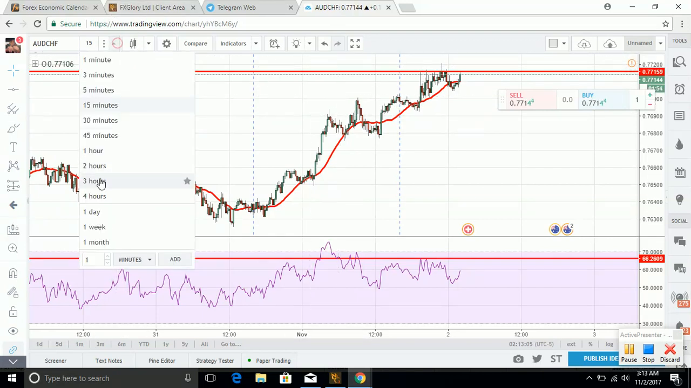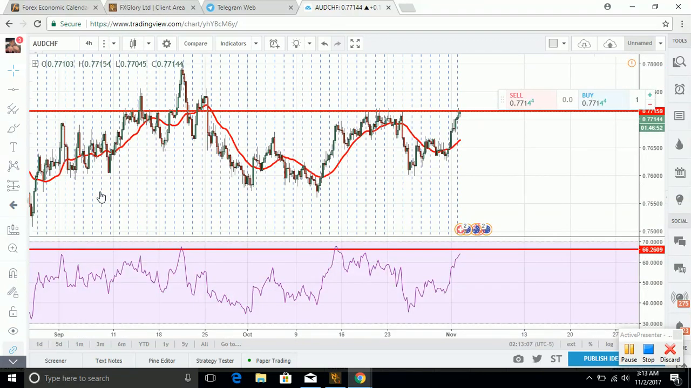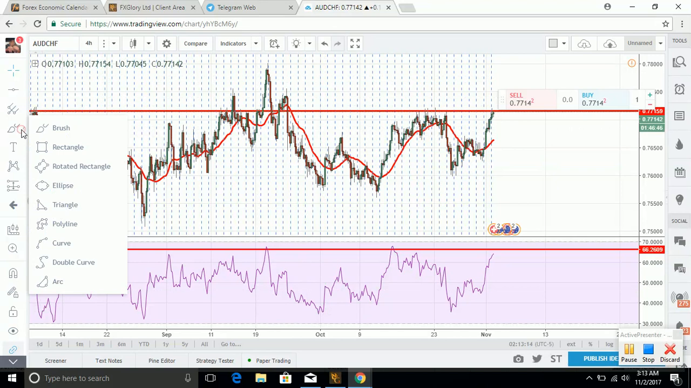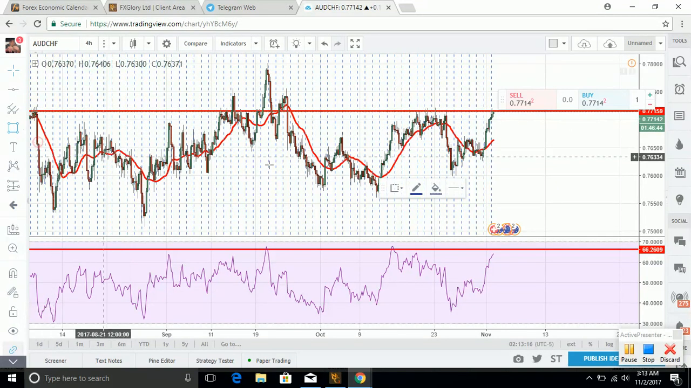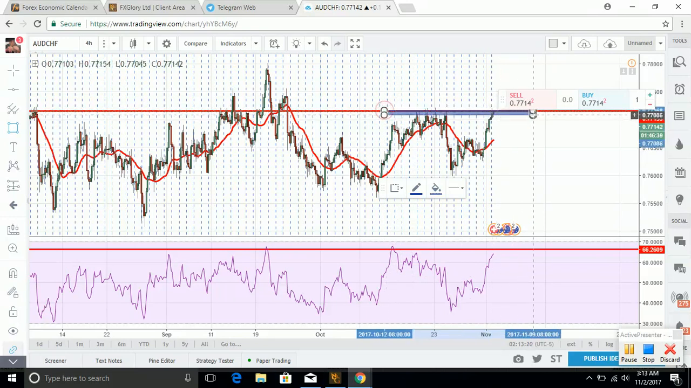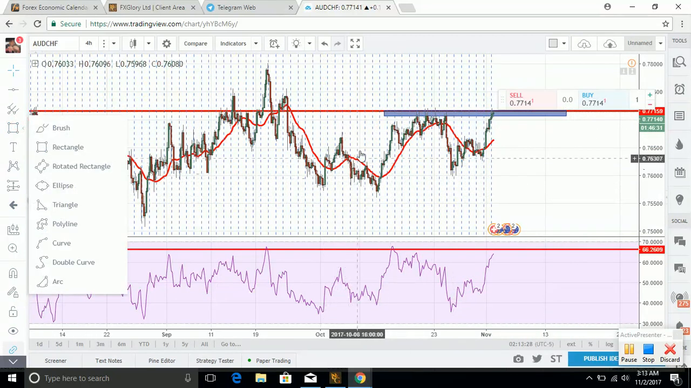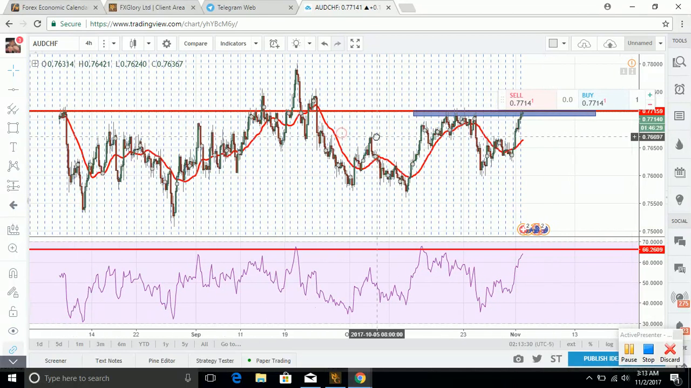Okay, so let's come back here to the 4 hour chart and let's identify the trend. Or let's just point out some swing highs and swing lows. Okay, we have an area here, we have an area here.